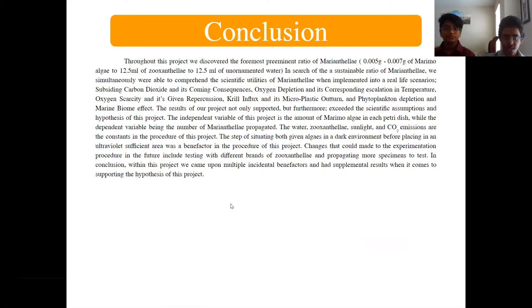Throughout this project, we discovered the foremost preeminent ratio of Marientli, which was 0.005 grams to 0.007 grams of Marimo algae to 12.5 milliliters of zooxanthella to 12.5 milliliters of unornamented water.